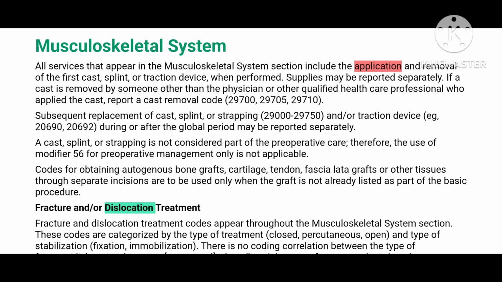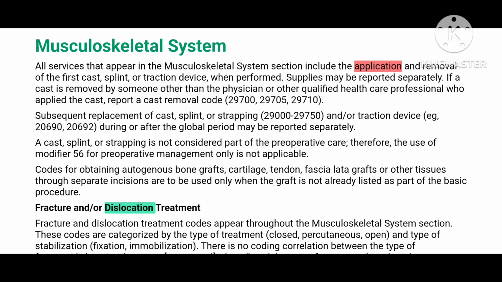The last guideline says that codes for obtaining autogenous bone grafts, cartilage, tendon, fascia lata grafts or other tissues through separate incisions are to be used only when the graft is not already listed as part of the basic procedure. So in a surgical procedure, they mentioned that they are using a graft. It can be a cartilaginous graft, tendon graft or a fascia lata graft. But if it is not included in the procedure, then you have to report it separately with the help of separate codes. Next we will see about treatment of fractures and dislocations.